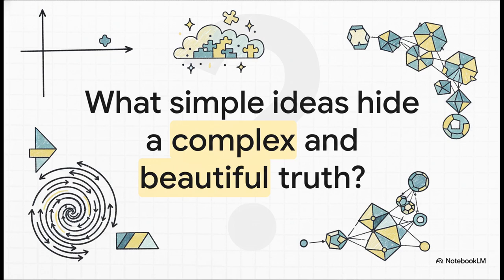And it leaves us with this really powerful thought. We started with something we all learned as kids, simple division, and it led us down a rabbit hole into a structure so deep and subtle that it has stumped the brightest minds for a century. It just makes you wonder, right? What other simple ideas that we take for granted are just hiding some complex, beautiful truth, waiting for us to look a little closer?